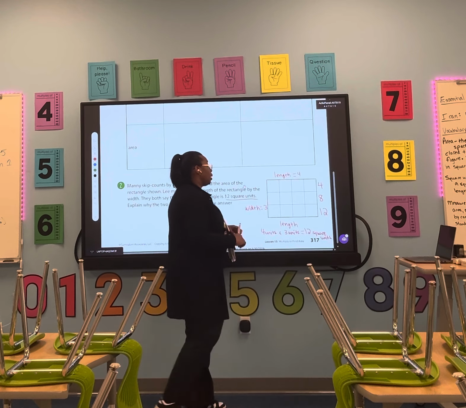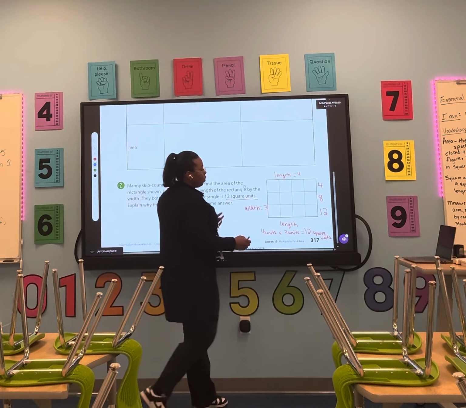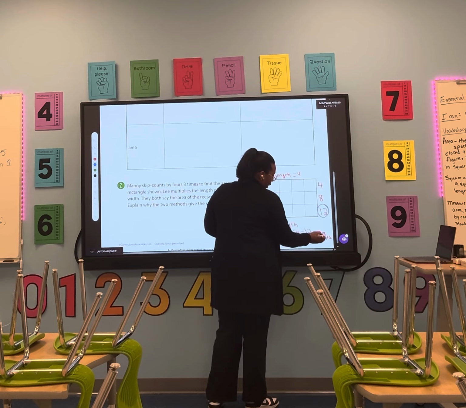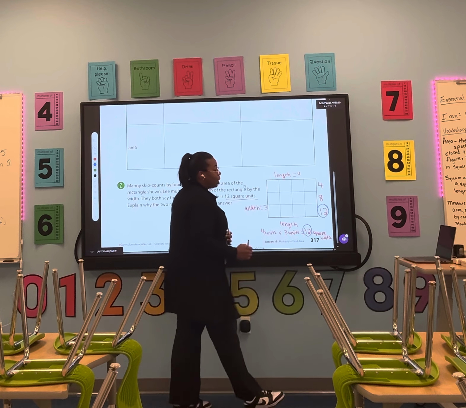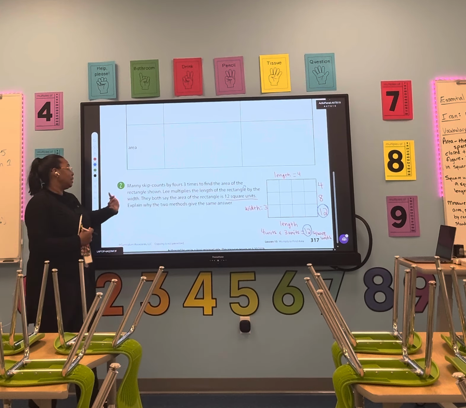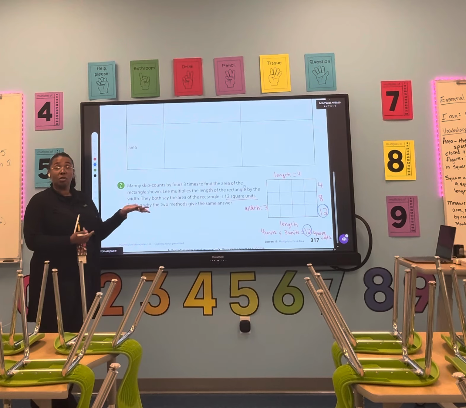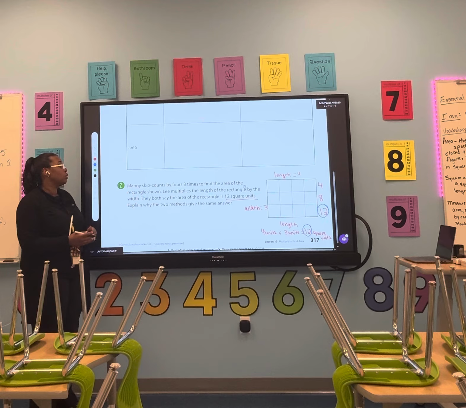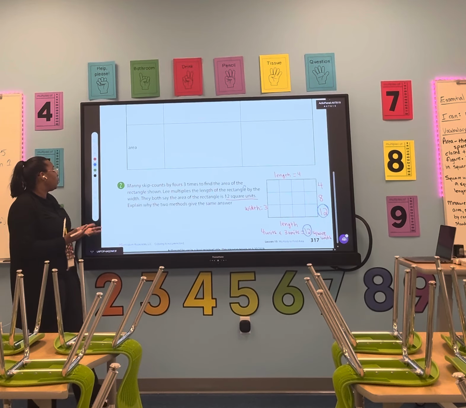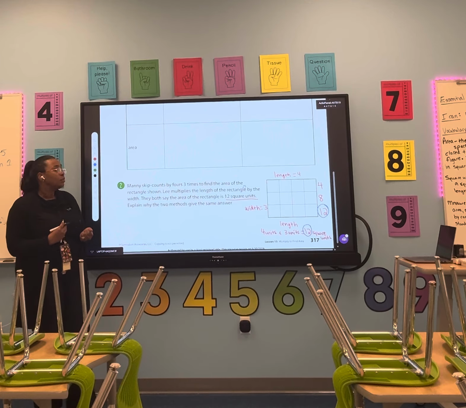Okay, so as you can see, I got 12 when I did my skip count, and I got 12 when I also did the multiplication, which is why the next sentence says they both say the area of the rectangle is 12 square units, and that's correct. They both are 12 square units. So it says explain why the two methods give us the same answer.